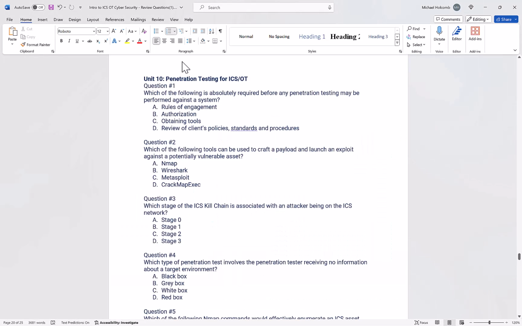Let's put 0 in there because I thought I was being cool. So the answer is C, stage 2.